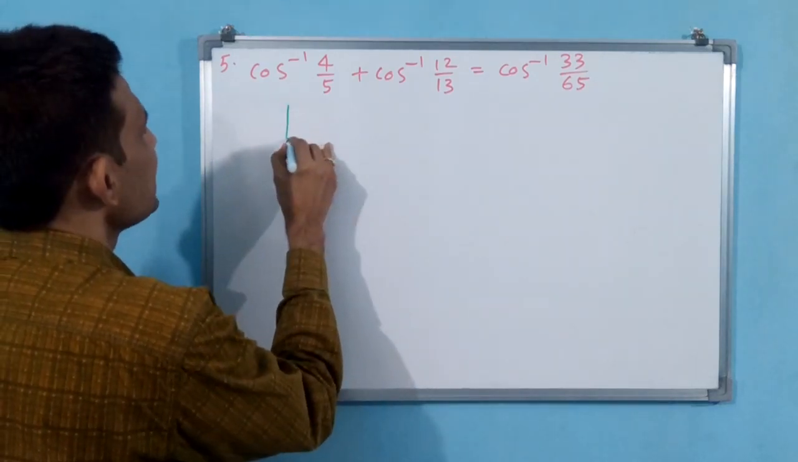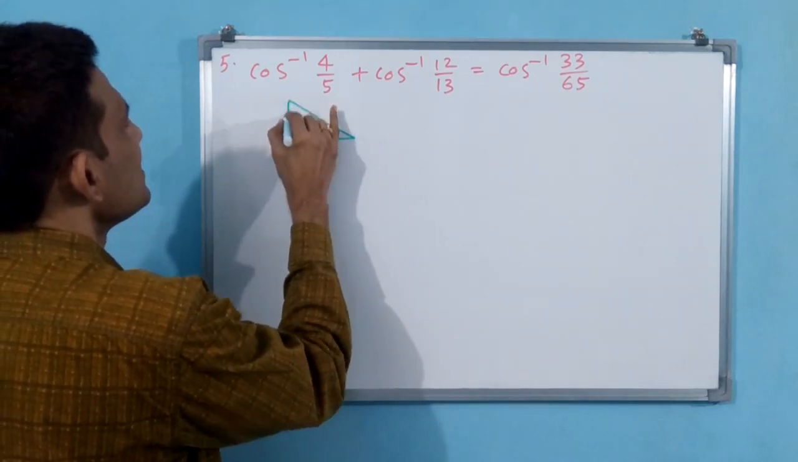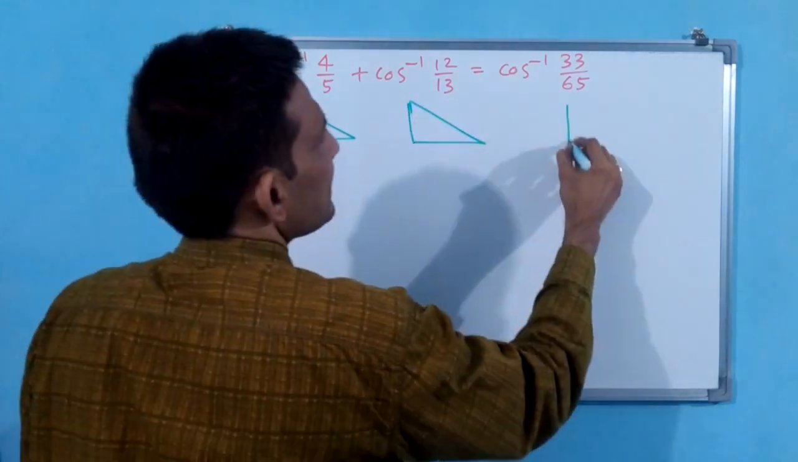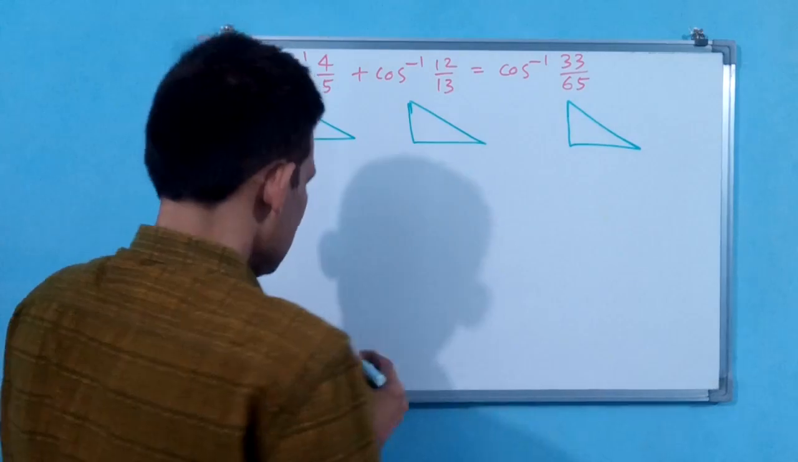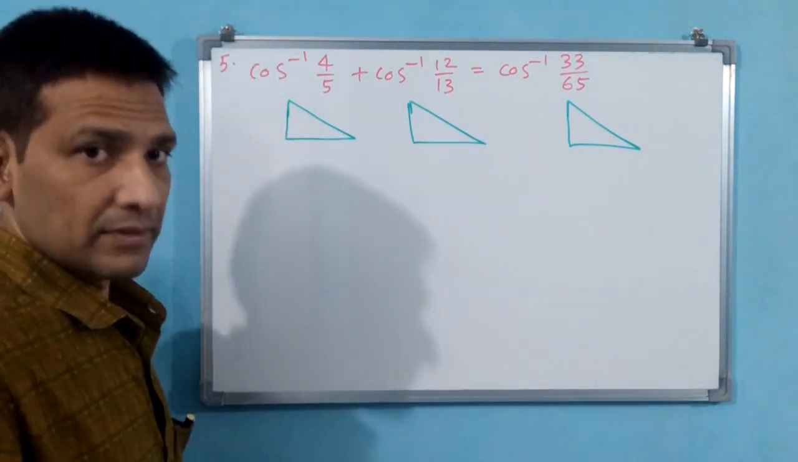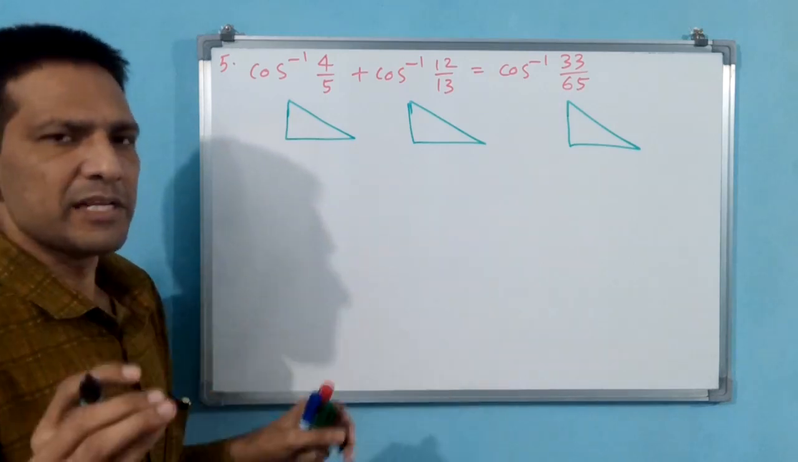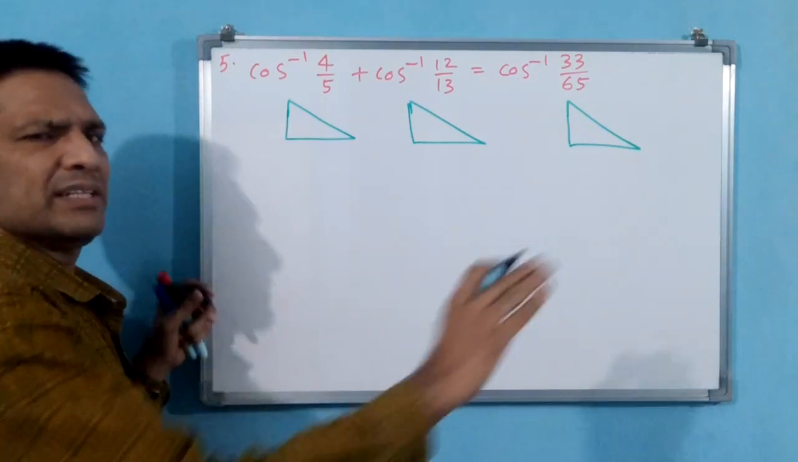Draw the right angle triangle. Right angle triangle. All you have to find... Now see, finding the other side of the right angle triangle is a little bit time consuming. Remaining all are easy.